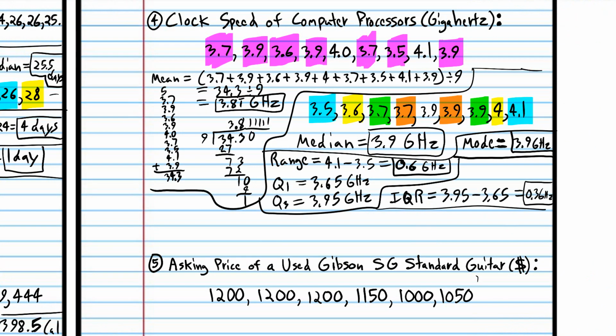All right, we're back. So let's draw our graph here. The smallest value is 3.5, and we're going to go up to 4.1, so I'm just going to go 3.5, 3.6, 3.7, 3.8, 3.9, 4, and 4.1. That should be good enough.